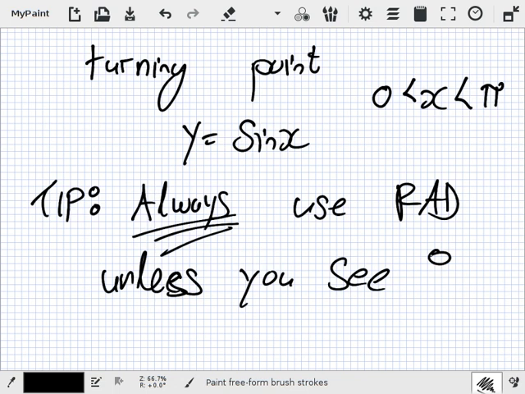Okay, right, try this one. Give me the turning point here of this. Did you get the y as well?